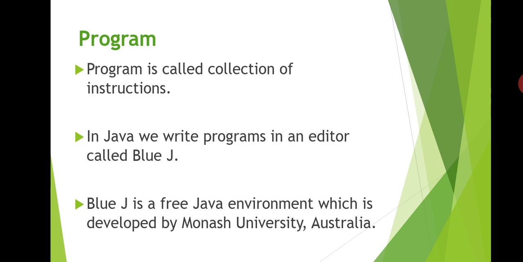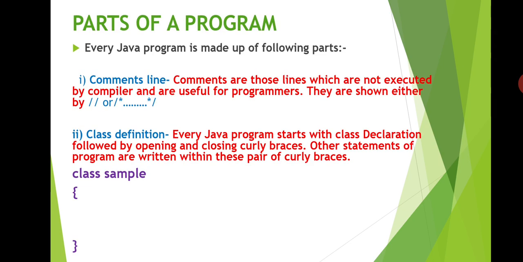Now, in your first term, you have already gone through the chapter of Java in which you have learned how to make programs. So, what is a program? It is called a collection of instructions which tells the computer to perform some task. In Java, we write programs in an editor called BlueJ. Now this BlueJ is a free Java environment which is developed by Monash University in Australia.